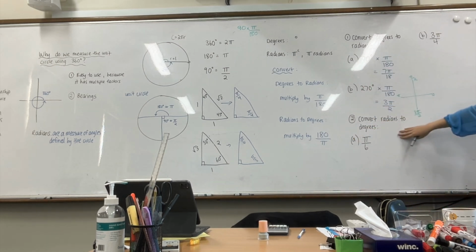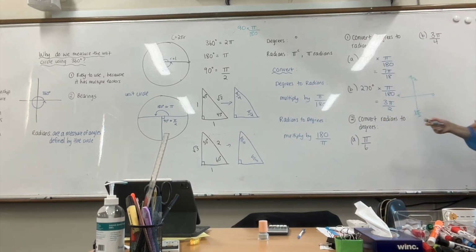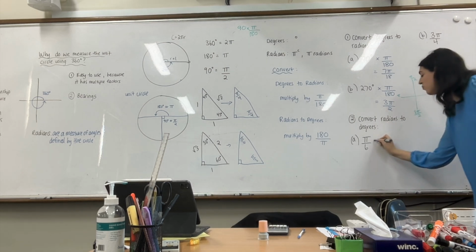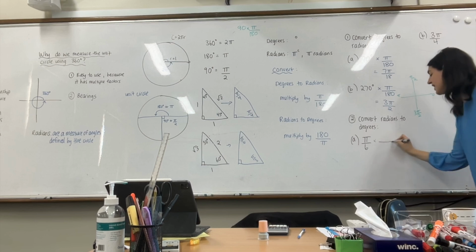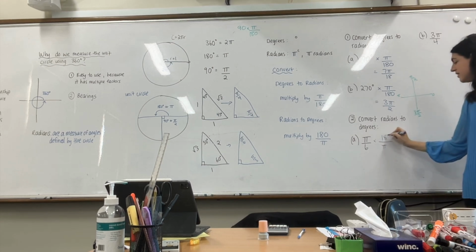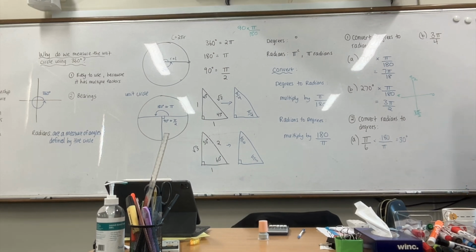Now, for this next one, we know from here that it's going to be 30. But to convert radians to degrees, to remember which is on the numerator and the denominator, I want to remove pi. So to do that, it needs to be on the denominator. And then I fill this up here. So I should get 30 degrees.